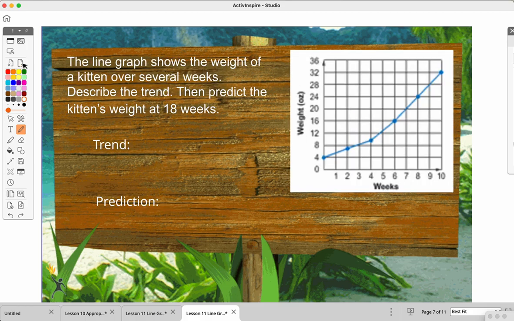All right, now it's your turn. I want you to take a moment. I want you to look over the graph showing the weight of the kitten over several weeks, describe the trend, and then predict the kitten's weight at 18 weeks.